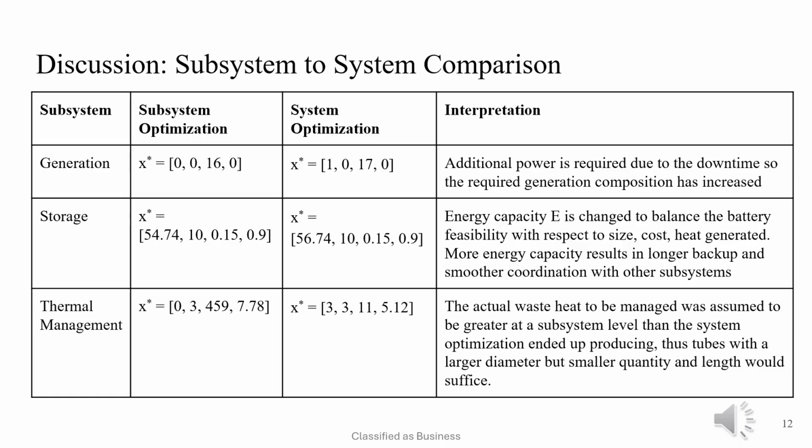For storage, the energy capacity changes once the storage is coupled with generation and thermal management, as the battery needs more energy to satisfy the overall system requirement. For the thermal, more difference is seen due to the fact that heat dissipated by generation and storage is considered, which leads to changes in the overall cooling design. This highlights the criticality of coupling between different subsystems.